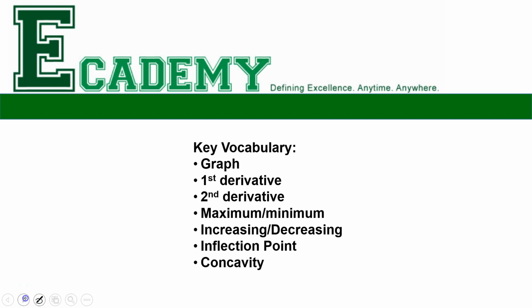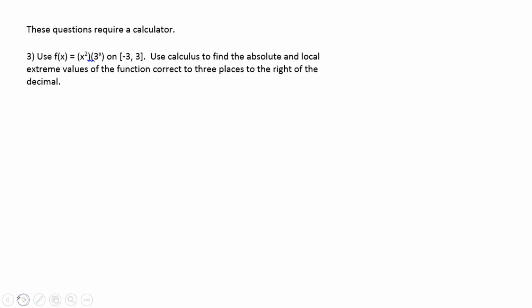That'll work. All right. So key vocabulary: graphing. We're going to talk a lot about graphing today and how powerful that can be. First derivative, second derivative, maximum, minimum, increasing, decreasing, inflection point, and concavity. So we're going to be able to do all of these things using our calculator and by looking at graphs. So this is just directly from the Rainbow Review.